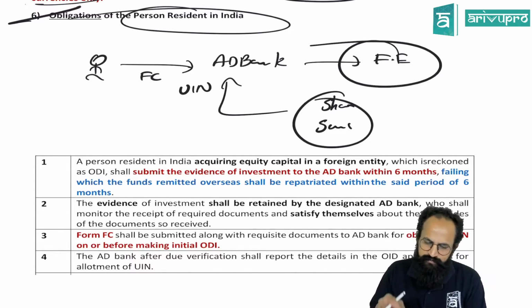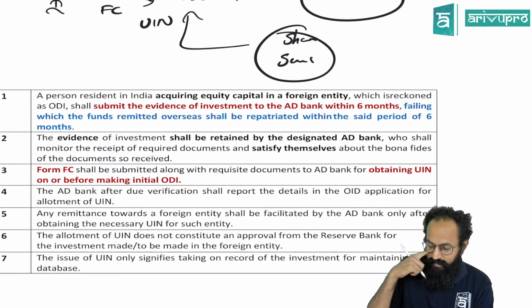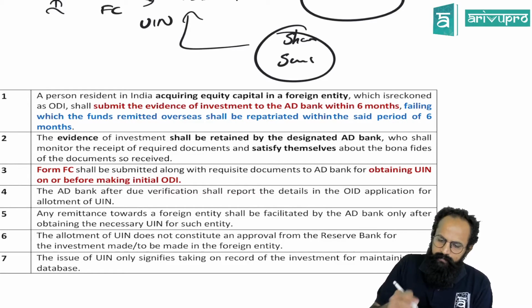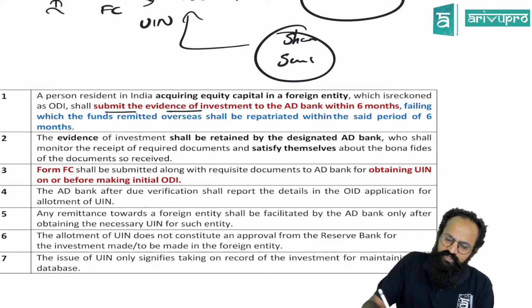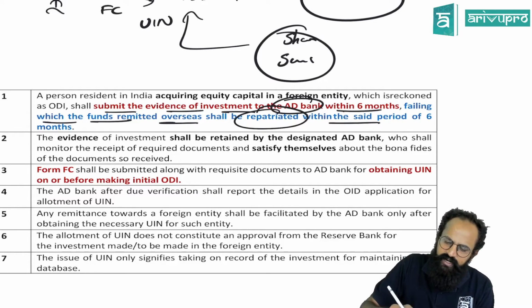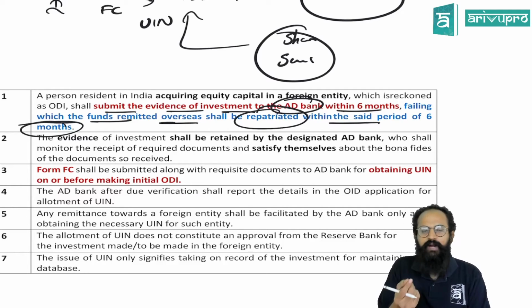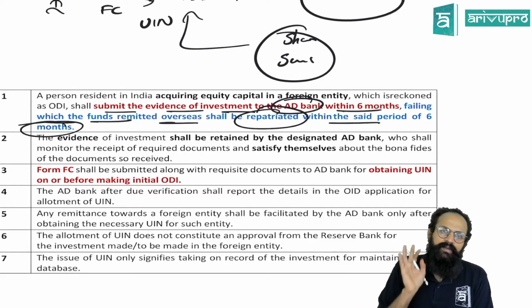Understood? Okay. A person resident in India acquiring equity capital in a foreign entity which is reckoned as ODI shall submit the evidence of investment to the AD Bank within 6 months, failing which the funds remitted overseas shall be repatriated within the said period of 6 months. Meaning, within 6 months you have to give the evidence. If not, you'll have to bring back the money within that 6 months. Clear?